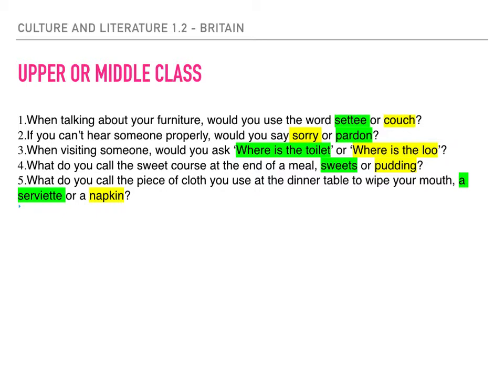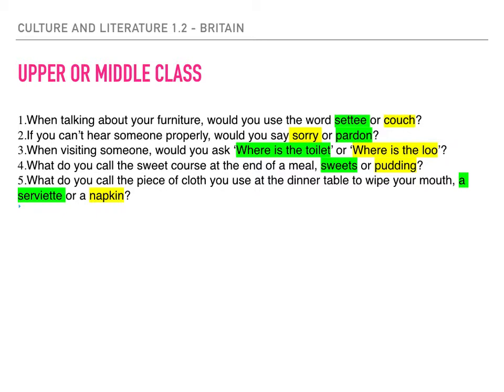If you can't hear someone properly, someone from the upper class would say sorry, whereas someone from the middle class would say pardon. When you're visiting someone, someone from the upper class would say, where's the loo? Whereas someone from the middle class would say, where's the toilet? The dessert at the end of a meal would be called a pudding if you're from the upper class, and it would be called sweets if you're from the middle class.